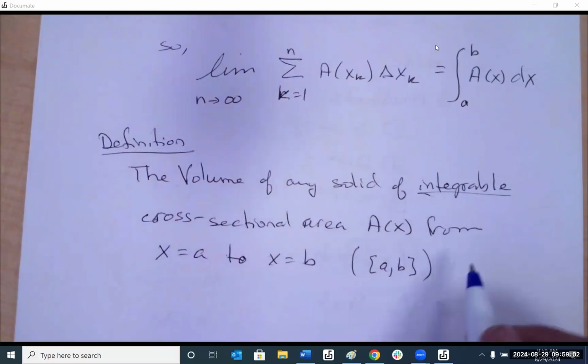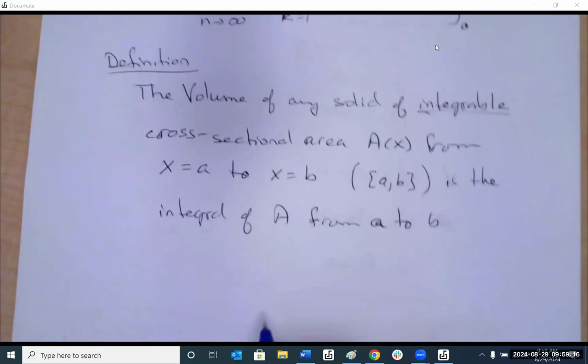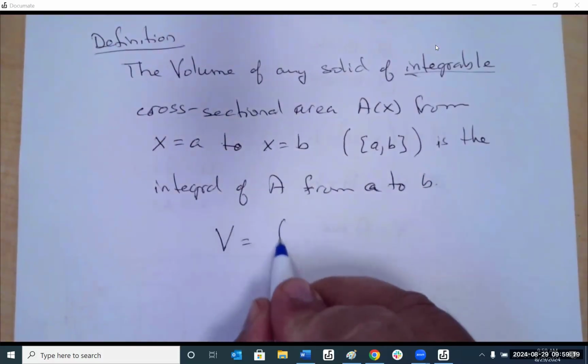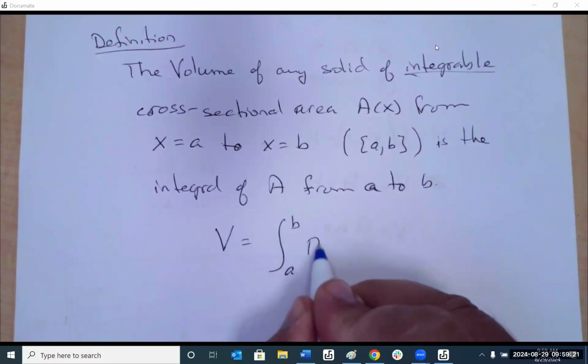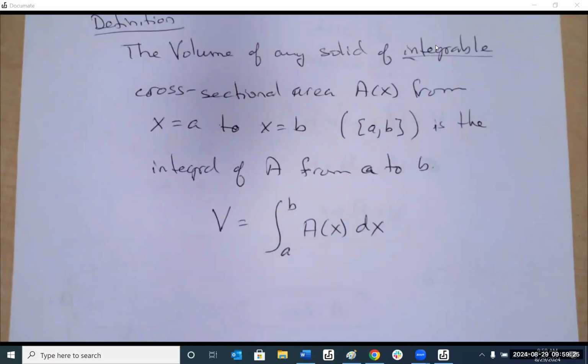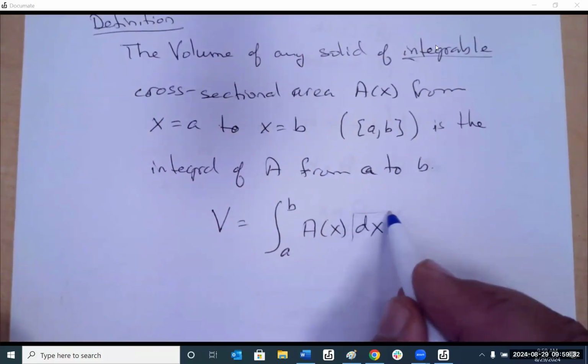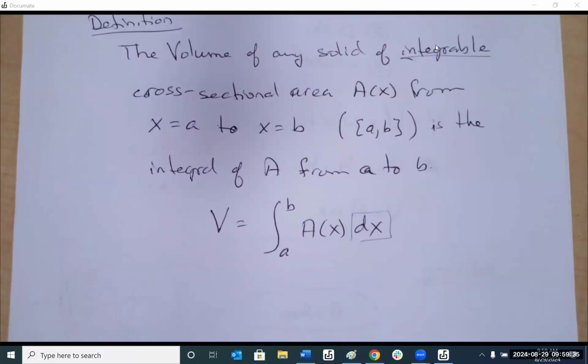So the volume of this is the integral of the area from a to b, which means the volume equals the integral from a to b of our area with respect to x. And as we just talked about, what does dx represent?